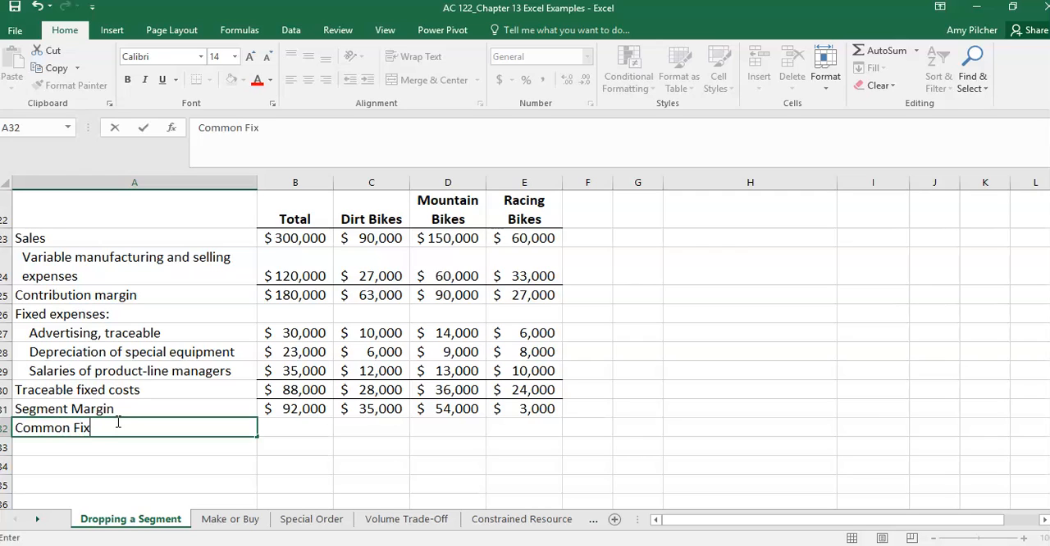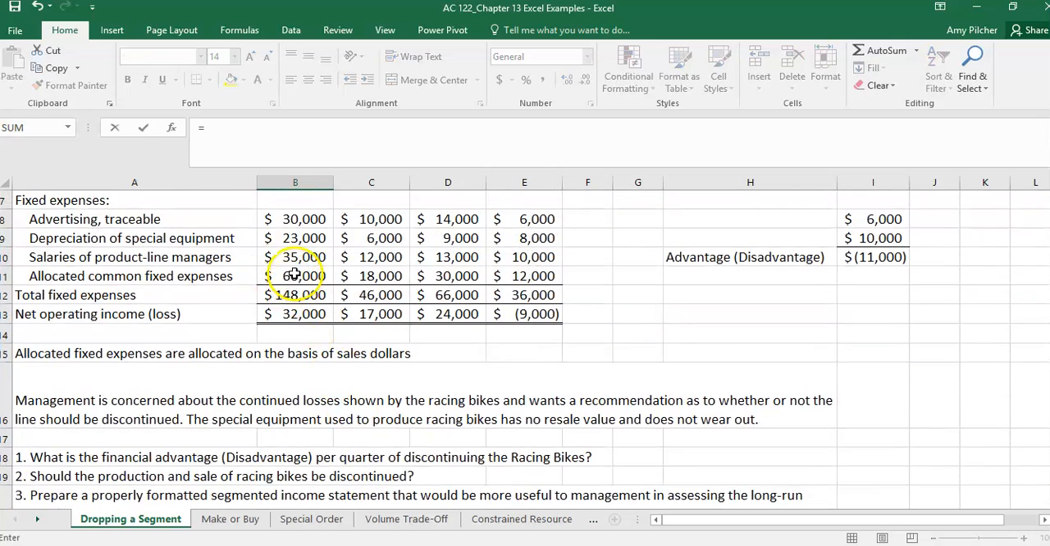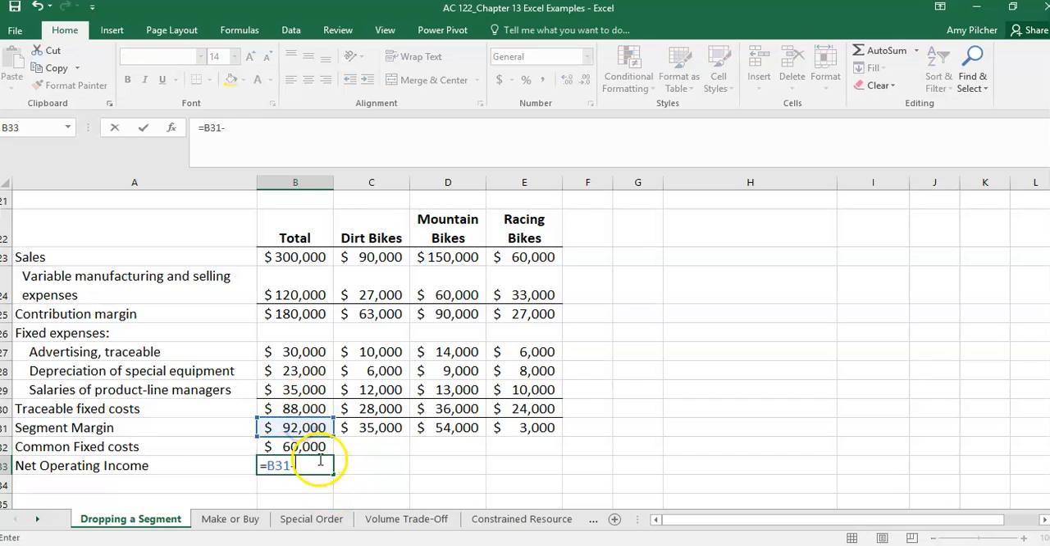Then we have our common fixed cost, but in a segment margin income statement, we only add our common fixed cost to the total. We don't allocate them out to the different segments. And then we have the company's net operating income as a whole. So we see if this company started making segmented income statements, they could see that the racing bike division is not actually losing money. In fact, the reason it looked like they were losing money was because of the way that common fixed costs were allocated.